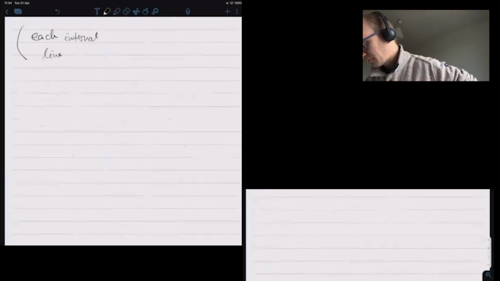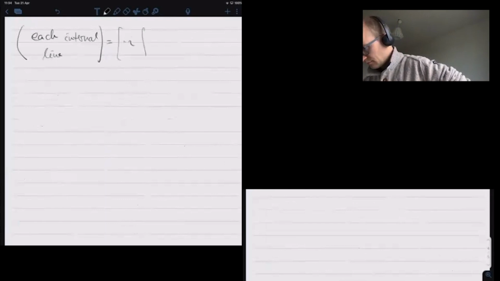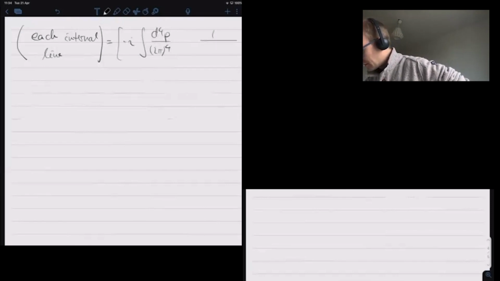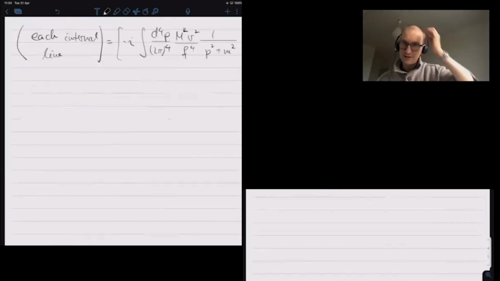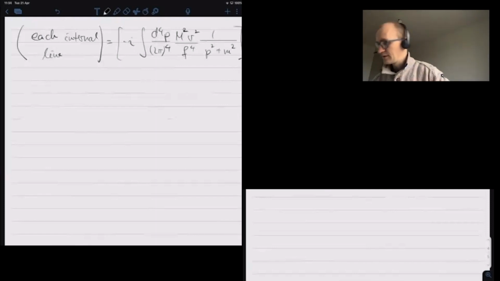Now, for each internal line, you get a contribution which is basically the propagator. So i d^4p over (2π)^4, again some convention, but then you get 1 over p squared plus m squared. And if you think about it, you invert basically. So what you have is f to the 4 for the overall scale, you have v squared because there are two fields, and you have m squared because there are two derivatives. Check.